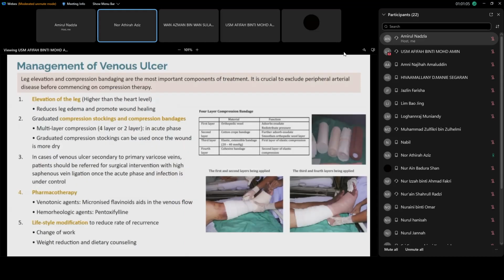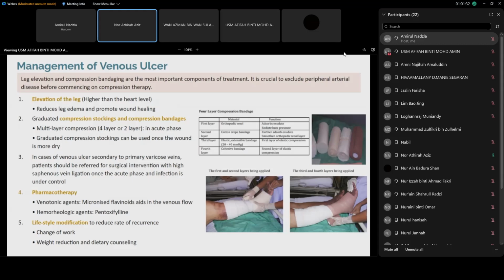Okay, for the management of venous ulcer, the most important components of treatment is to elevate the leg and also to apply the compression bandaging on the affected legs. So as for the elevations of the legs, we have to position the legs higher than the heart level, and also to apply compression stocking and compression bandages. So we can use 4 layer or 2 layers in acute phases.